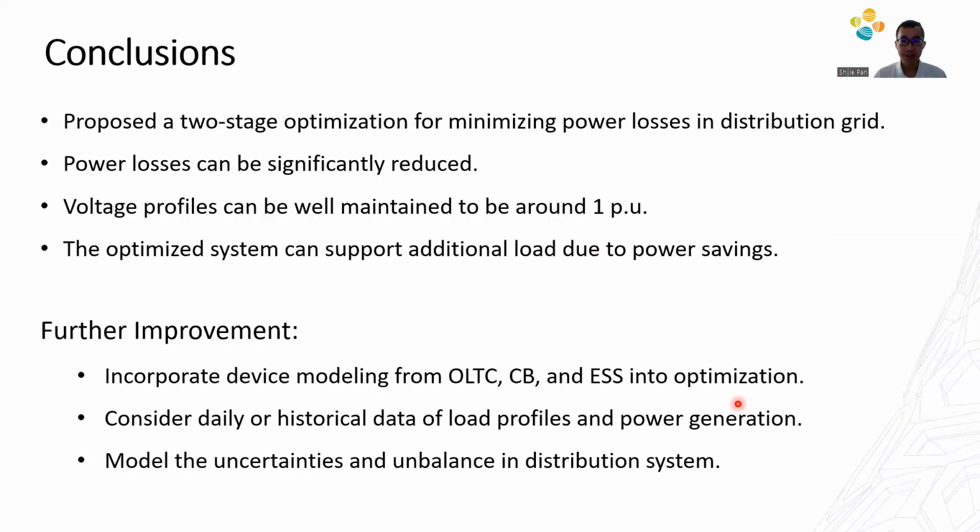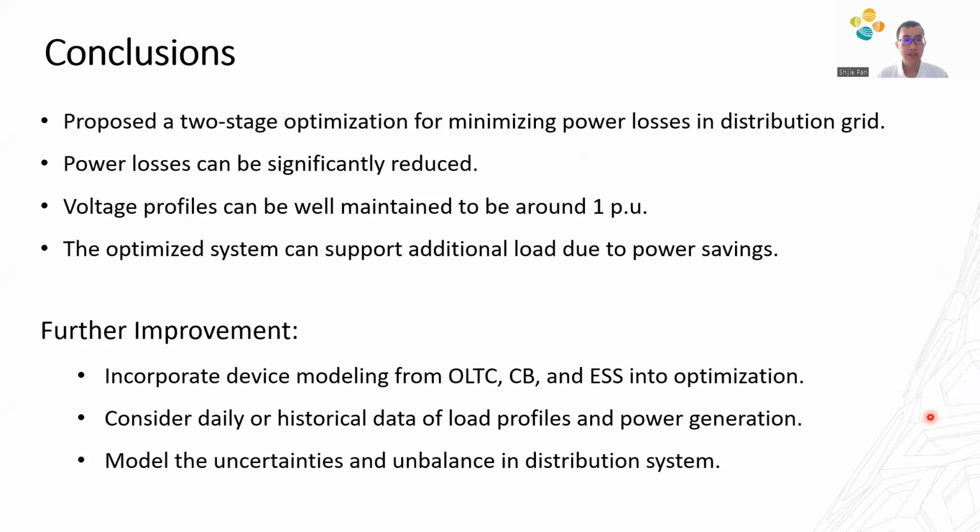So as a conclusion, we proposed a two-stage optimization for minimizing power losses in the distribution grid in our work. With the optimization, the power losses can be significantly reduced, and voltage profiles of the system can be well maintained at around 1 per unit. Also, the optimized system can support additional load due to power savings.